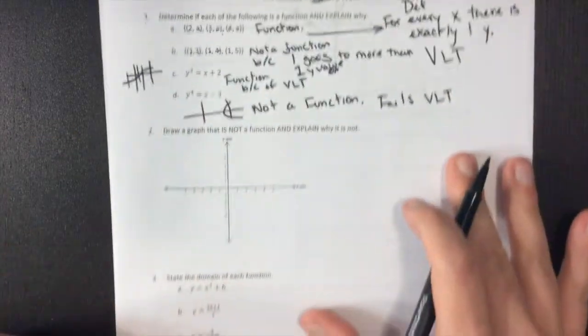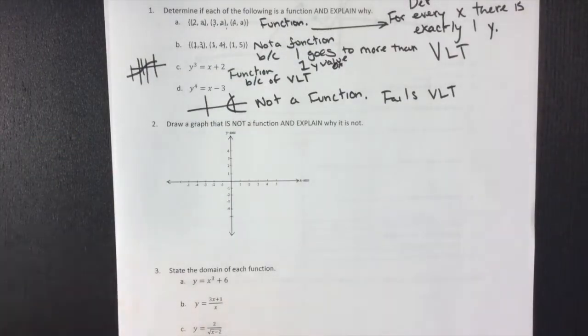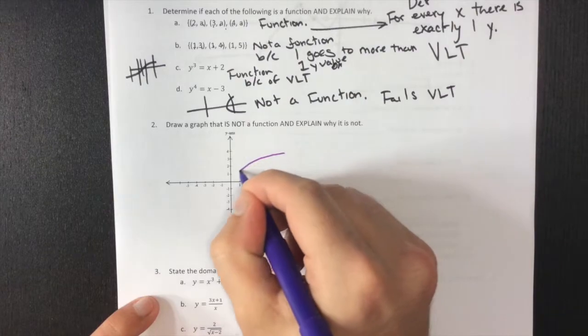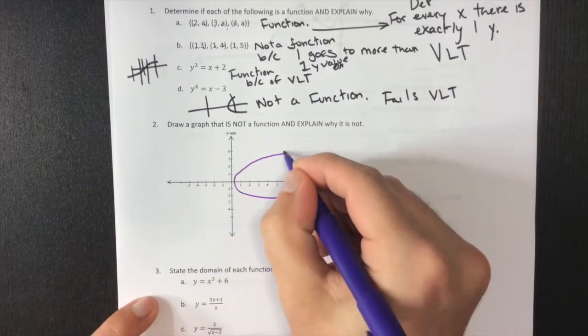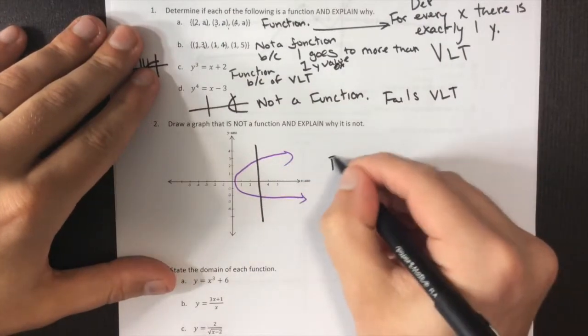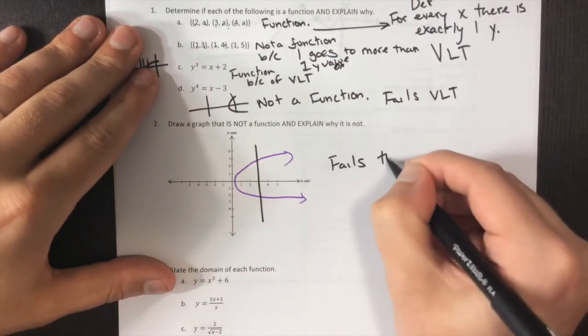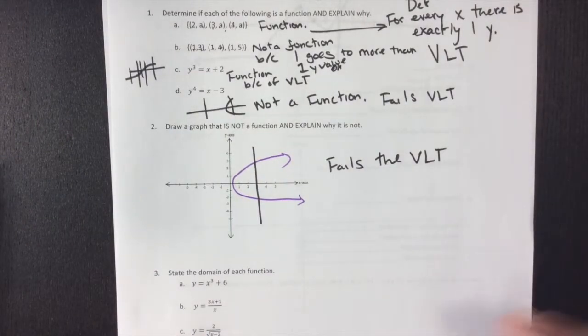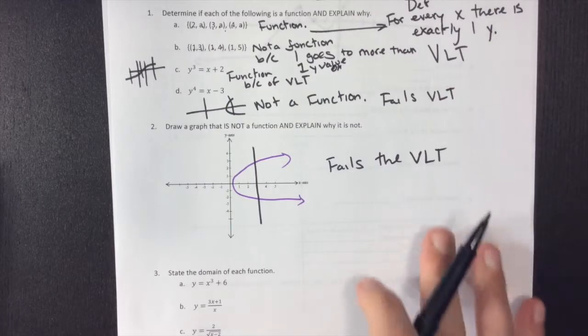So then 2, I'm asking you, draw me a graph that is not a function. Explain why. Your answer can vary for this. I think the easiest one is a sideways parabola, and this fails the vertical line test. If we know that, then we're pretty solid on what makes a graph a function or not.